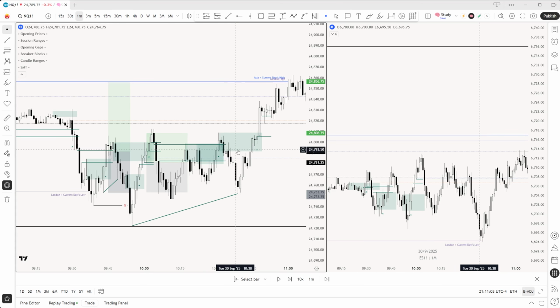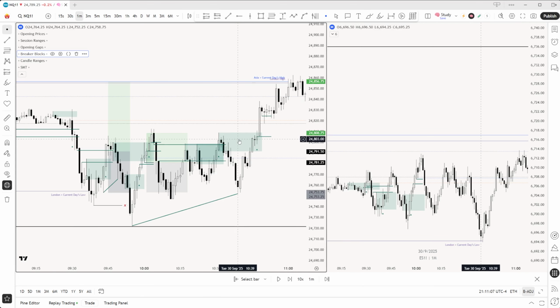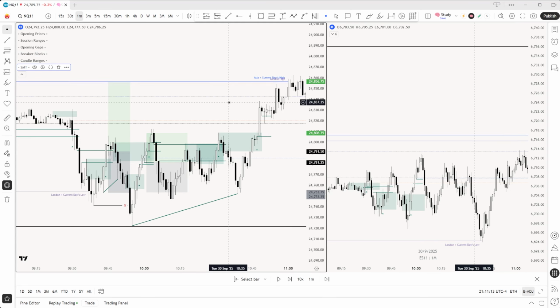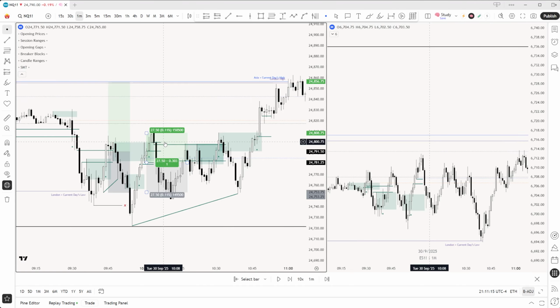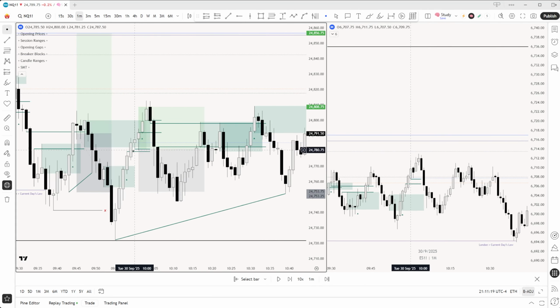You can just click on any drawing from that indicator and it will open your settings. So for example, this is a breaker block and this is an SMT line. If I double click on it, it will open my SMT settings. If you guys were unfamiliar, it's definitely a helpful thing to know. And if I'm looking at PD arrays, well, I have 1, I have 2, and I have 3 right here.